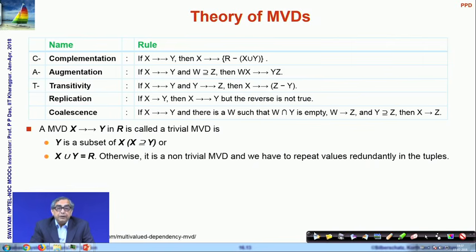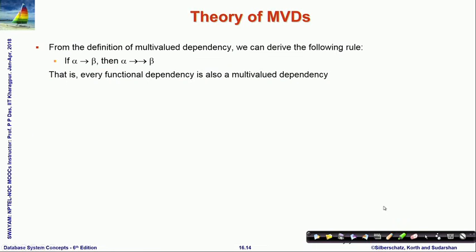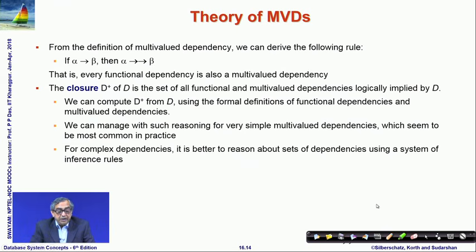Finally, for a multi-valued dependency where x multi-determines y, we call that MVD trivial if either y is a subset of x, which is the notion we used for functional dependencies, or, the second condition, the union of x and y, the left and right hand side, gives you the whole set of attributes. Otherwise, it is a non-trivial multi-valued dependency, and we have to repeat the values. So, these are the two conditions. If they are satisfied, then we have a trivial multi-valued dependency, and we do not want to deal with that. There are a few references to the theory given here.